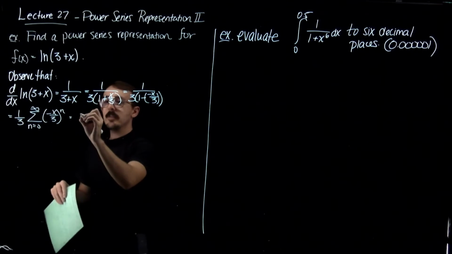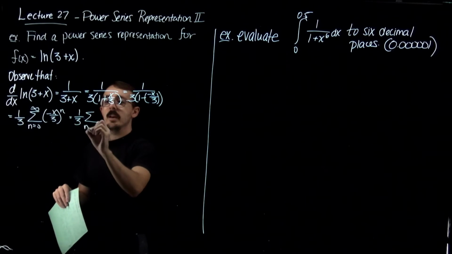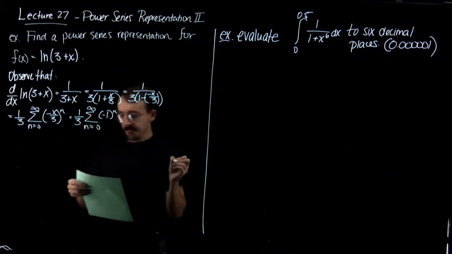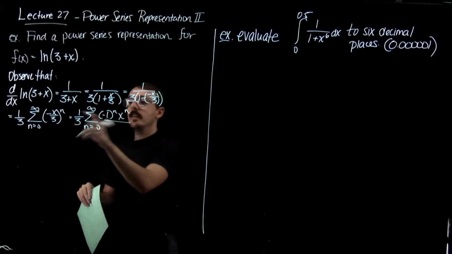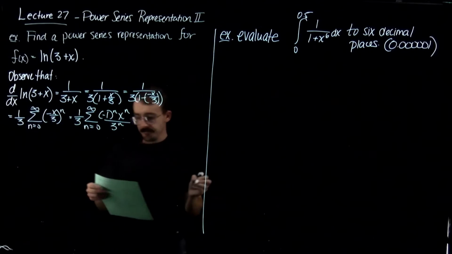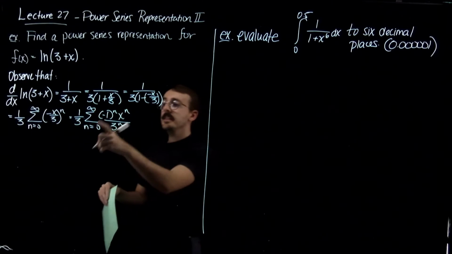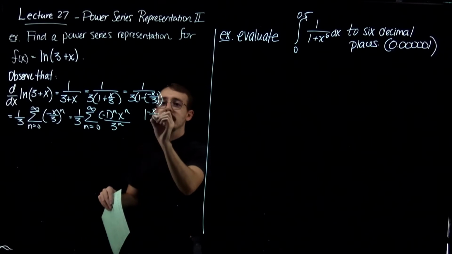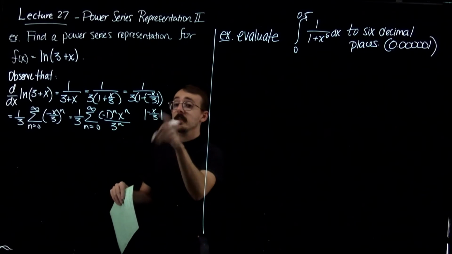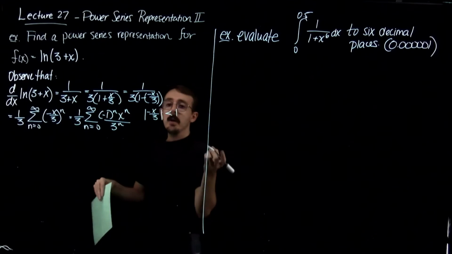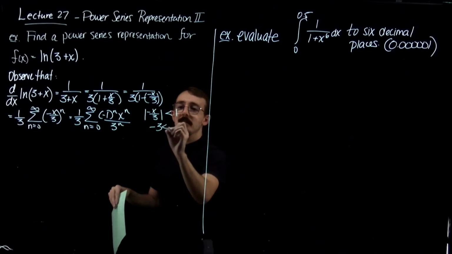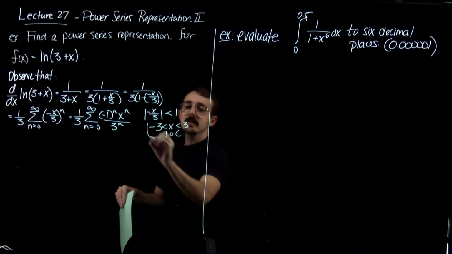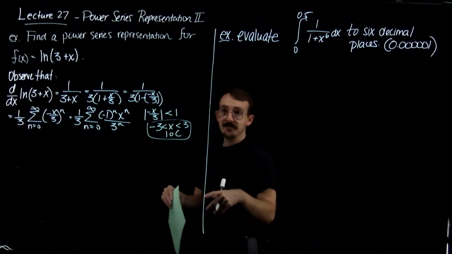And then if I further break this up, this is 1/3 summation, n equals 0 to infinity. If I have a negative, here I'm going to break that up into negative 1 to the n. And then I'll have x to the n, and then that's a fraction that can be broken up into 3 to the n. And then this is going to be true for when the absolute value of negative x over 3 needs to be strictly less than 1. But what that actually means is that x needs to be strictly between negative 3 and 3. And this is the series' interval of convergence.